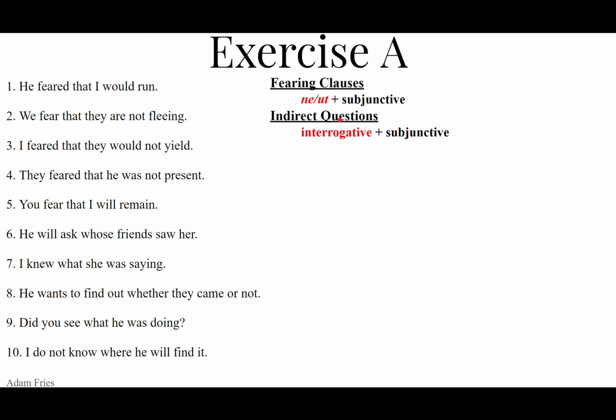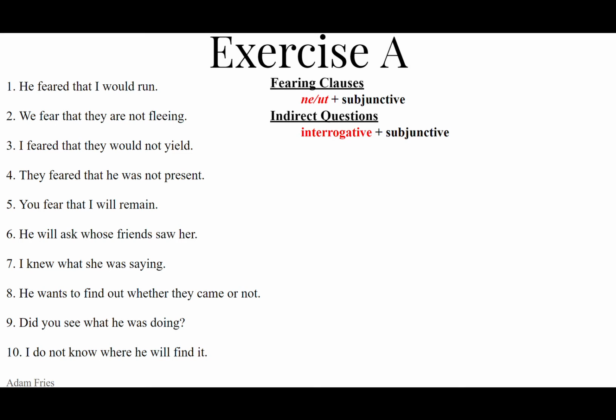Indirect questions are introduced by a verb of saying, asking, thinking, something like that, and then an interrogative. So an interrogative word, who, what, where, when, why, how, plus the subjunctive. You should always be able to find the direct question inside the indirect question. So for example, I know what you're doing. The direct question is, what are you doing? But I know what you are doing. So we have recast that direct question as an indirect question.